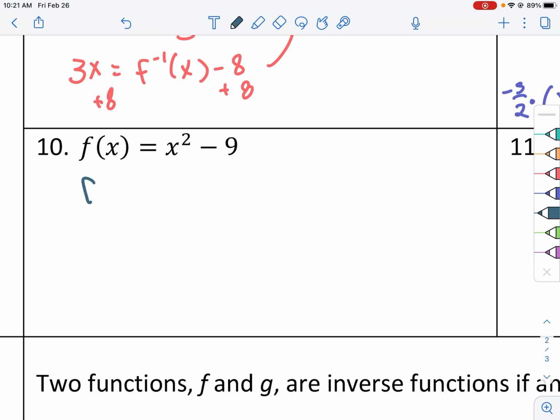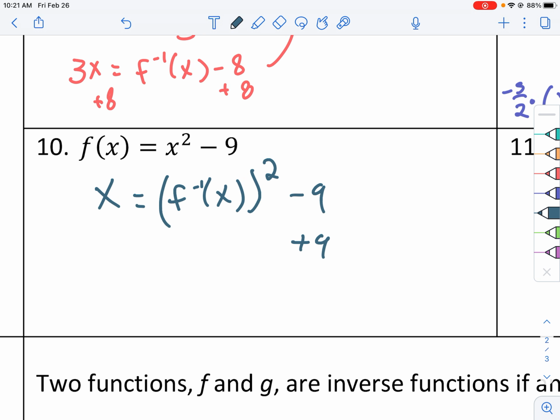Number 10, let's swap again. So this is x now. X is equal to the inverse f of x squared minus 9. Remember, don't forget those parentheses around what you're putting in there, guys. Super important. All right, so if we're taking a look at this next one, we add 9 to both sides. You get x plus 9 is equal to f inverse of x squared.